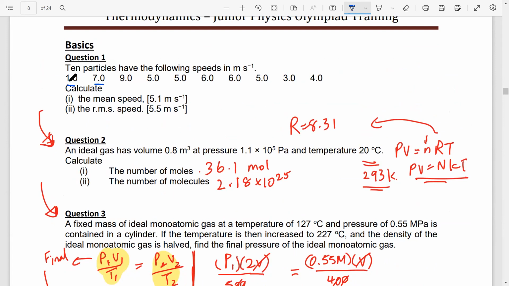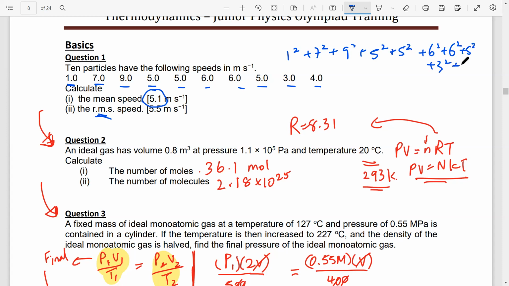average. So if you sum this up, 1 plus 7 plus 9 plus 5 plus 5 plus 6 plus 6 plus 5 plus 3 plus 4, sum up and divide by 10, you should get 5.1. Now, root mean square is different. You need to sum up 1 square plus 7 square plus 9 square plus 5 square plus 5 square plus 6 square plus 6 square plus 5 square plus 3 square plus 4 square, all the squares, and then you divide by 10. Then you square root.